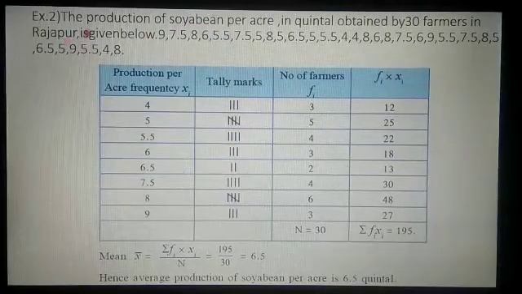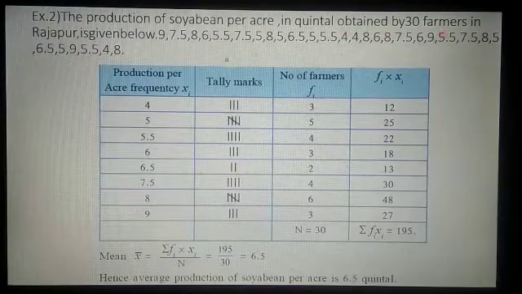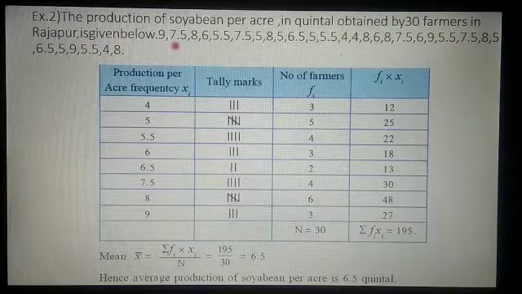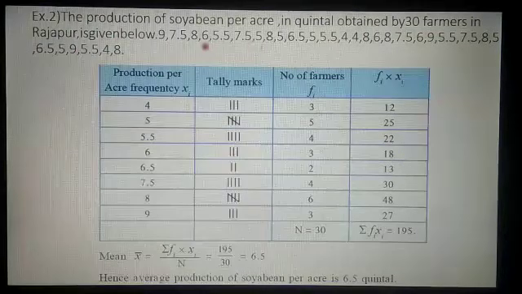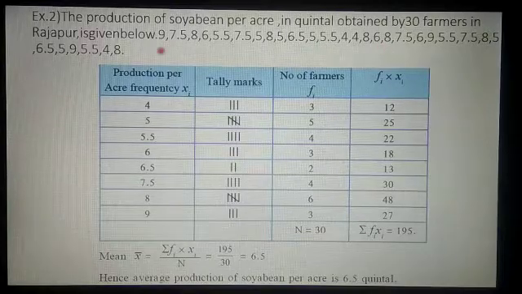So children, in the first video we have seen example 1 of chapter statistics. Now the second example is: the production of soybean per acre in quintal obtained by 30 farmers in Rajpur is given below. So these are the production of soybean per acre, given for the 30 farmers. One by one we will read it out.